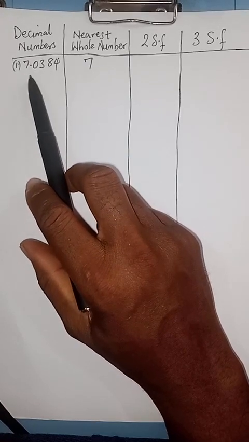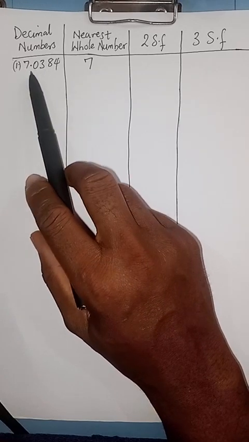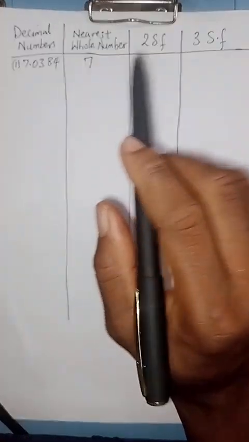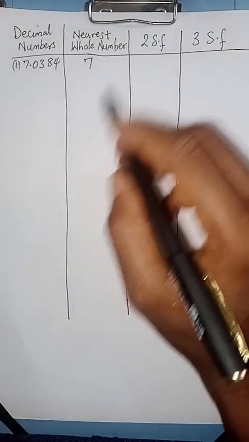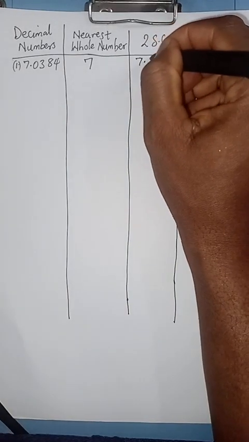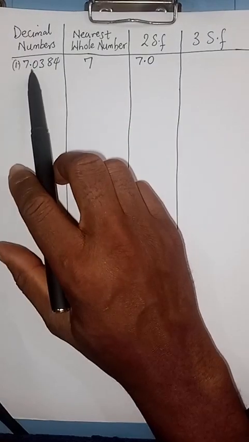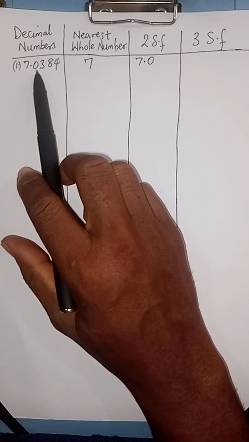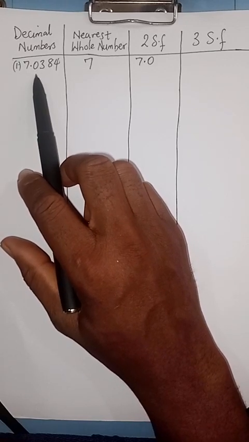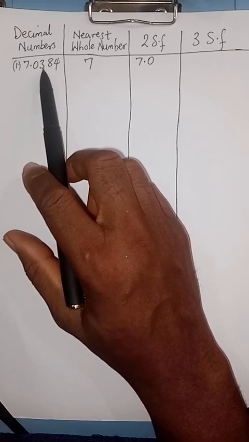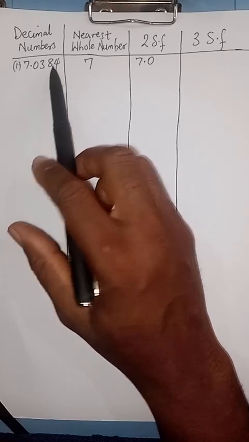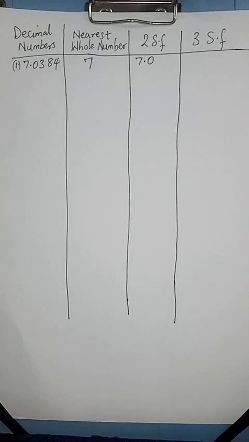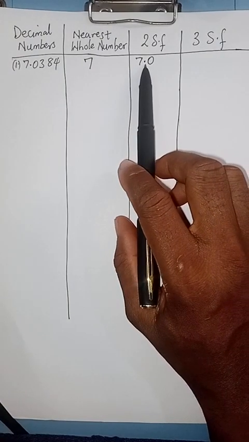So when the question says write to two significant figures, it means just keep the first 2 digits and do away with the others. So in this case, I'm going to have 7.0. Now why 0? Because the digit after the 0 is 3, which means you will round down. If I so desire, I can convert these 3, 8, and 4 to 0, 0, 0. But there is no point doing that because of the decimal point.